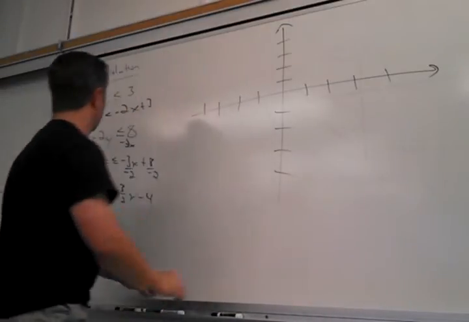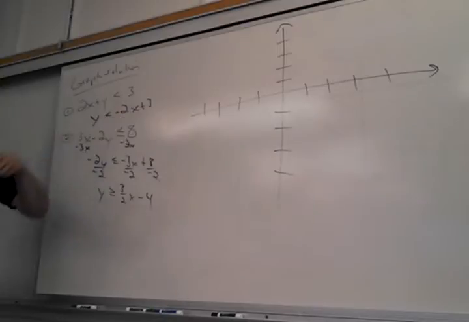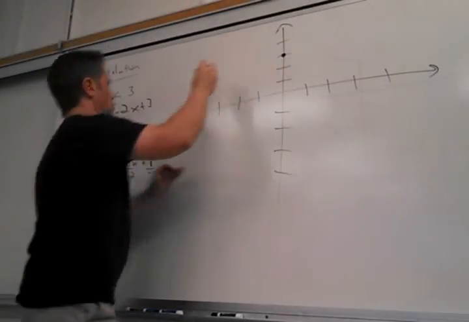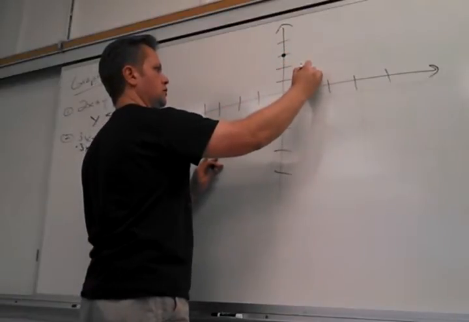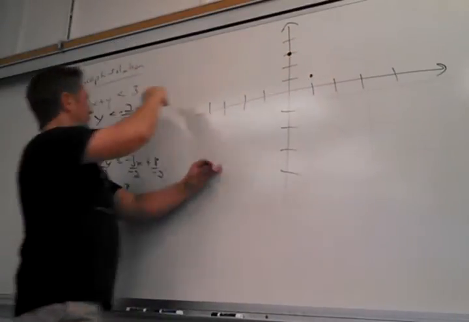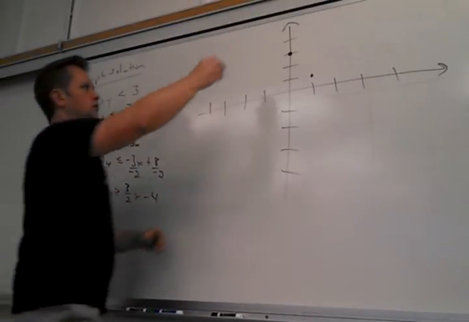So I want to graph that first one. What's the y-intercept for him? 3. And then the slope tells me to go where? Down 2 over 1. Good. Down 2 over 1. And what kind of line is it going to be? Dashed. Good. Dashed, dotted, however you want to say it. Not solid.